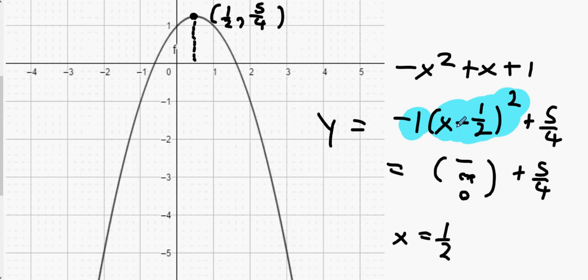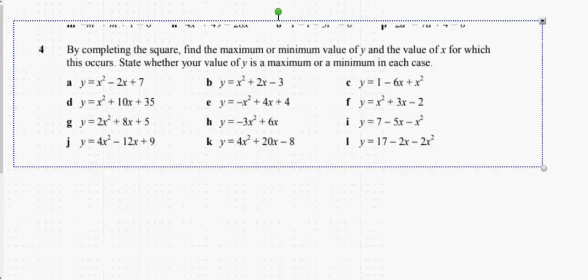And when you put x equal to a half, guess what happens? That turns into 0, and what's left over? 5/4, and that's why that's your maximum. Does that make sense? It's tough, right? I get that.